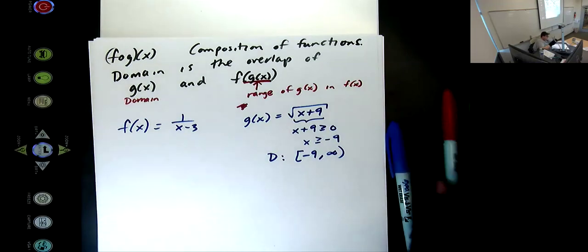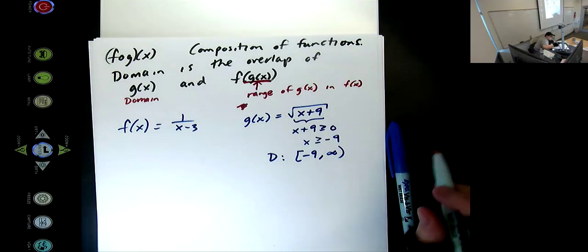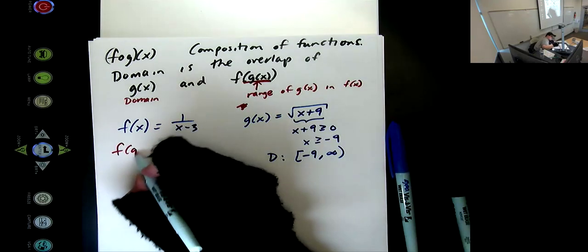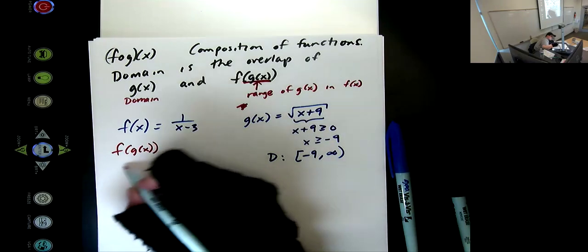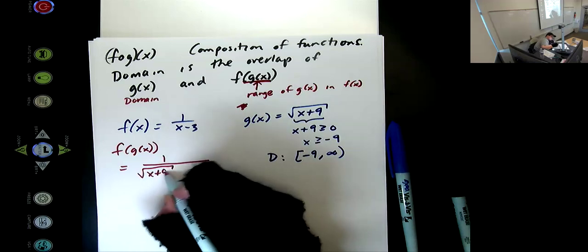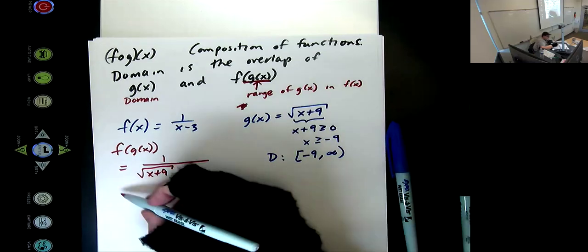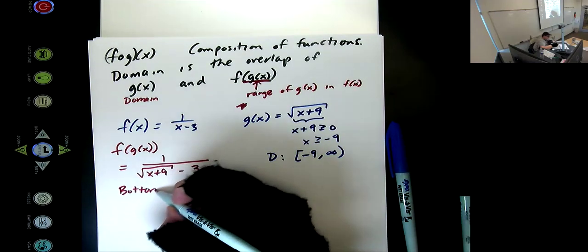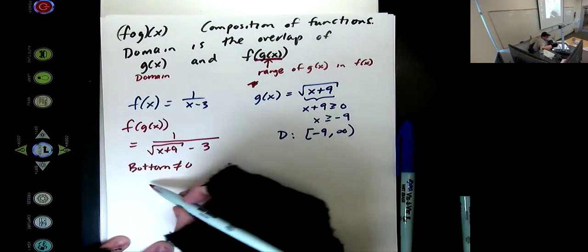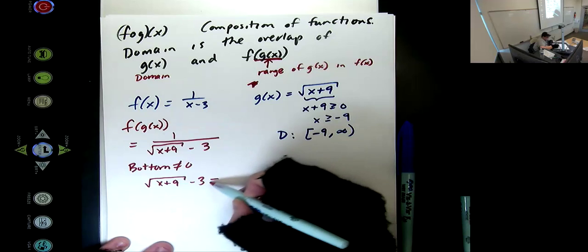And I really don't care about f of x. I care about f of g of x. F of g of x is 1 over the square root of x plus 9 minus 3. And now here, the bottom can't equal 0. So I have the square root of x plus 9 minus 3 cannot equal 0.